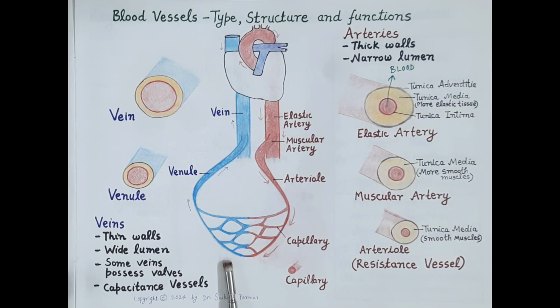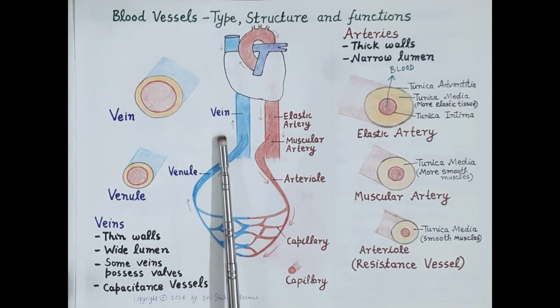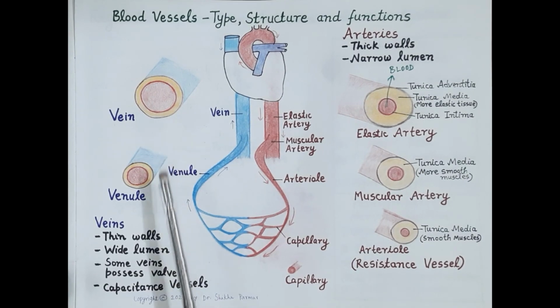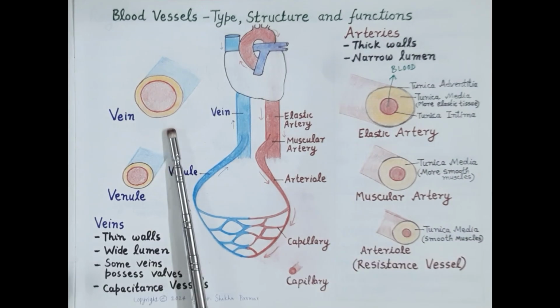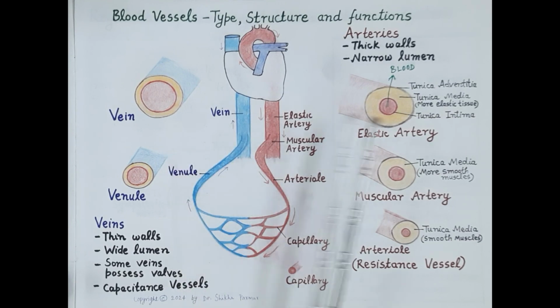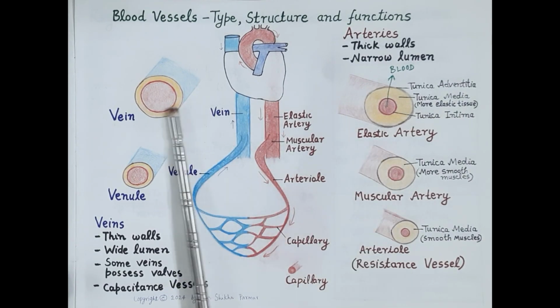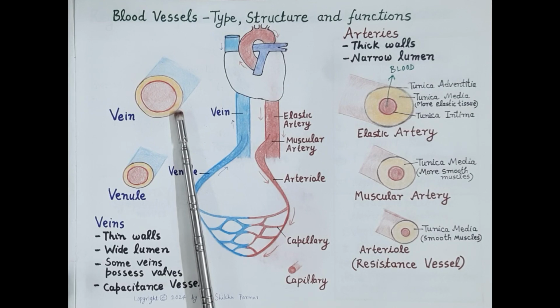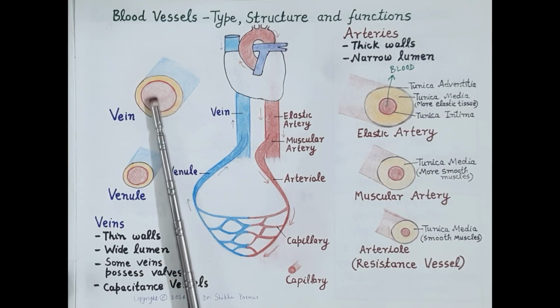Now, let's understand structure of venules and the vein. Now, as you can see here, wall of the venules and the veins is made up of same 3 layers of tissues, namely tunica intima, tunica media, and the tunica externa. But compared to the wall of arteries, the wall of veins is very thin and the lumen is wide.